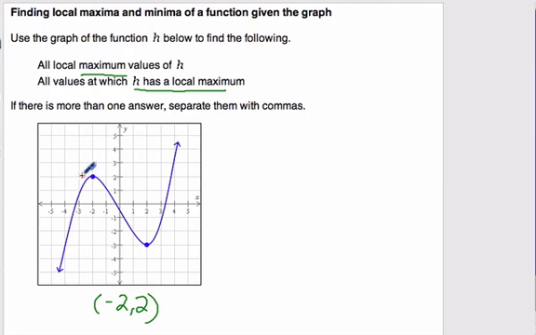Okay, so the max value is considered this value right here, right? 2. And what value is it at? -2.